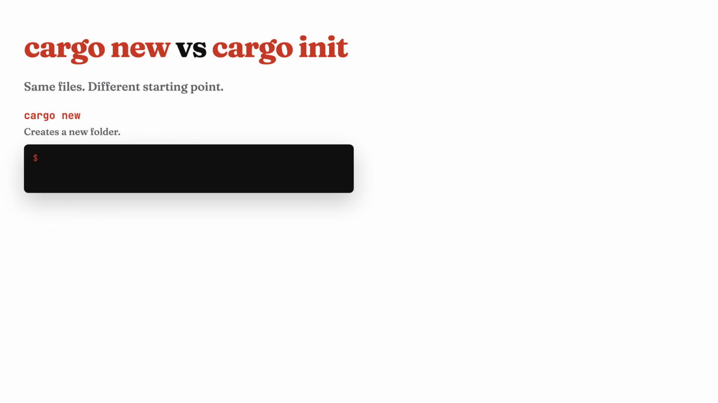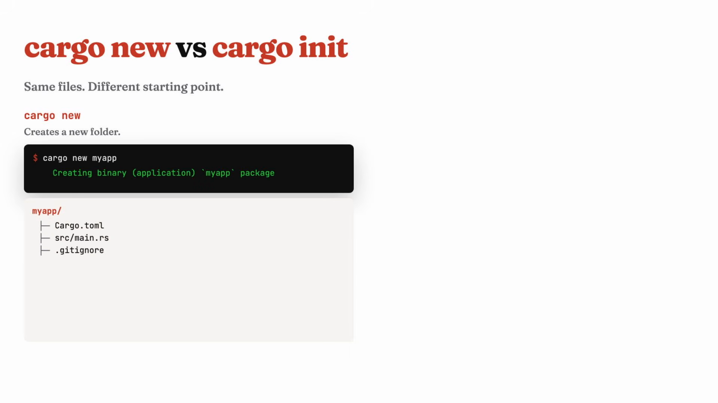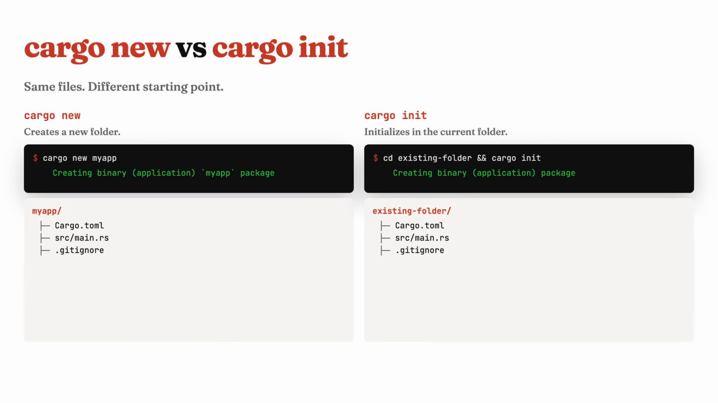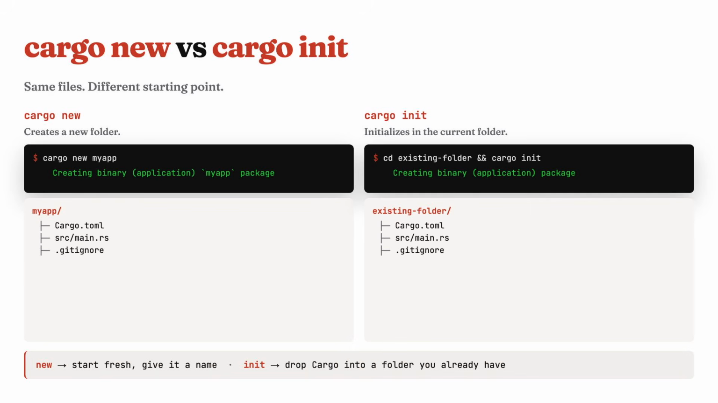Cargo is Rust's build tool and package manager. It does most of the work for you. There are two commands to start a fresh project. First, you can run cargo new my-app, and it creates a fresh folder with a project inside of it. And cargo init inside an existing folder does the same thing, so you can drop Rust into an existing directory. The same files come out either way, it's just a different starting point that you can use.